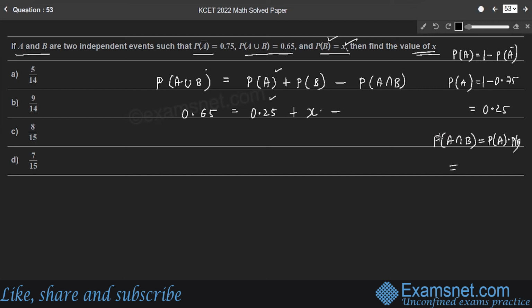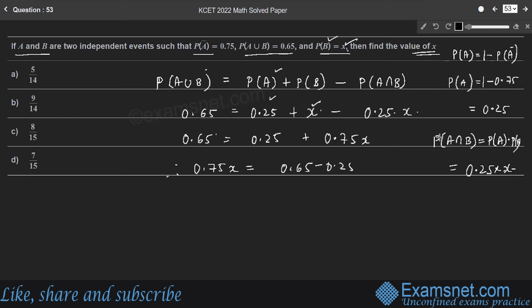So which is equal to P of A, which is directly given, just now we have calculated. So 0.25, P of B is directly given, which is x. Therefore, P of A intersection B becomes 0.25 into x. Right? Here we need to find the value of x. Simple calculation. So here x minus 0.25x becomes 0.75x plus 0.25 is equal to 0.65. Therefore, 0.75x is equal to 0.65 minus 0.25, which is 0.40.